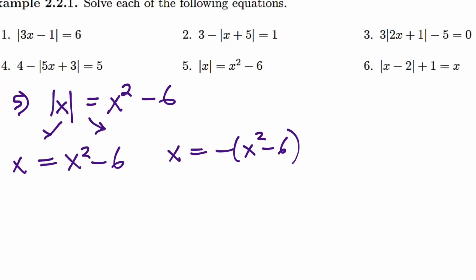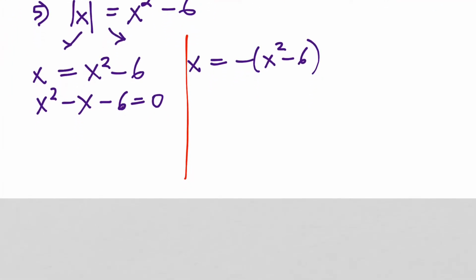All right, these are quadratics now. So let's move everything to one side. So I've got x squared minus x. I'm moving the x, this x over here to be with these two terms over here. All right, so x squared minus x minus 6 is equal to 0. Let's do one side at a time here. Okay, so we're going to have to solve a quadratic here.